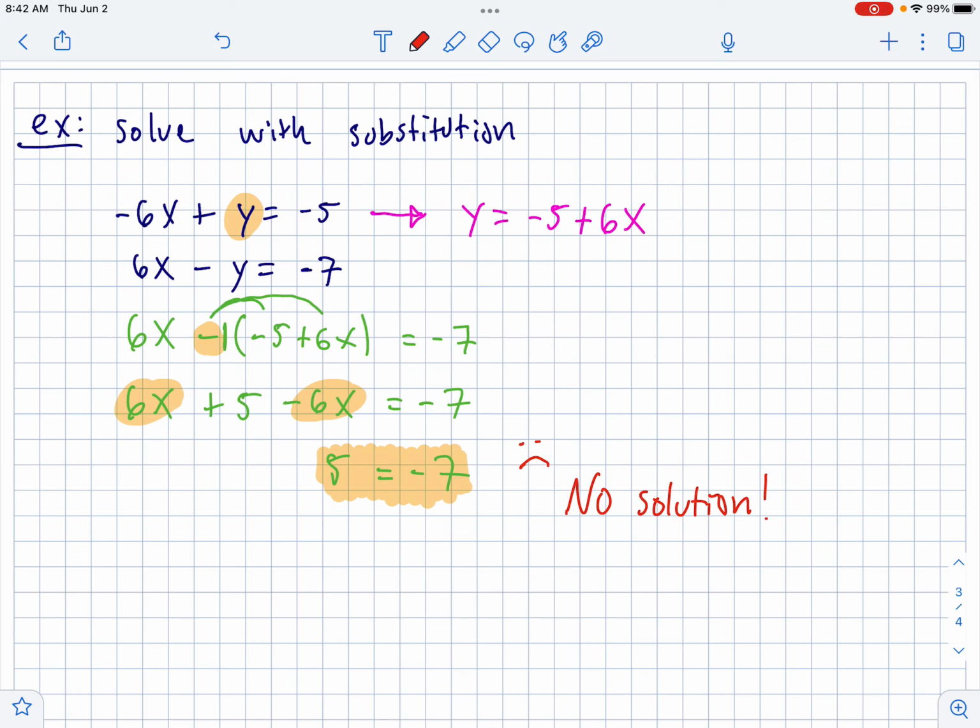So if you're trying a substitution or an elimination method and all the variables go away, and then you wind up with a statement like this where it's something that's not true, 5 does not equal negative 7, that means there's no solution to the system, and you can stop right there. Just say that your answer is no solution.